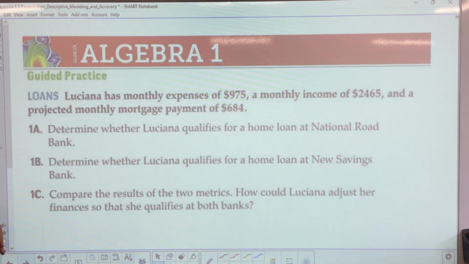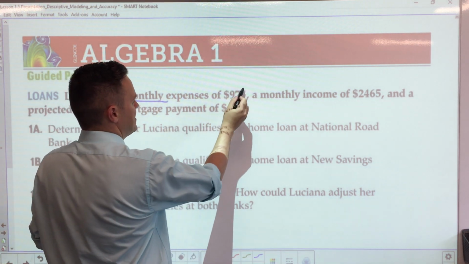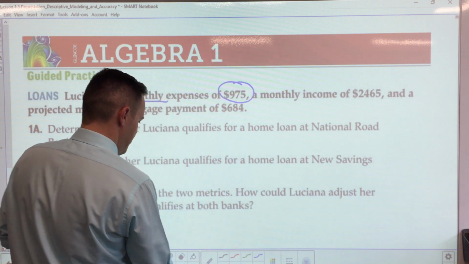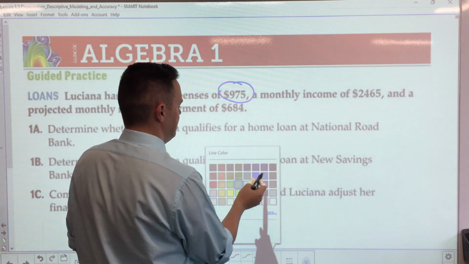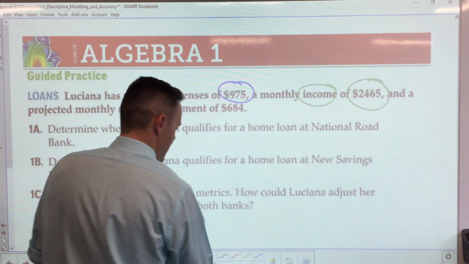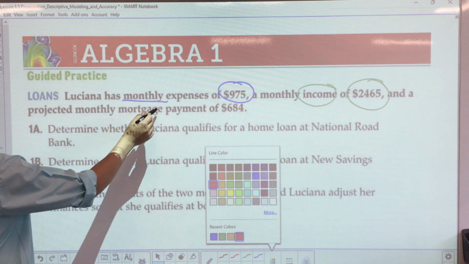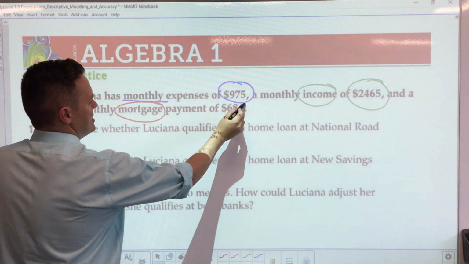What I want you to do is use the income that you had before. So we have monthly expenses of this, then we have monthly income. Income is this number. And last but certainly not least, when you read this, the mortgage is this number.